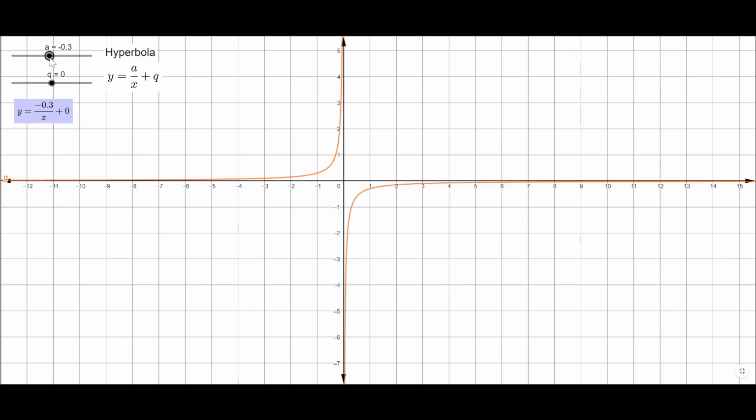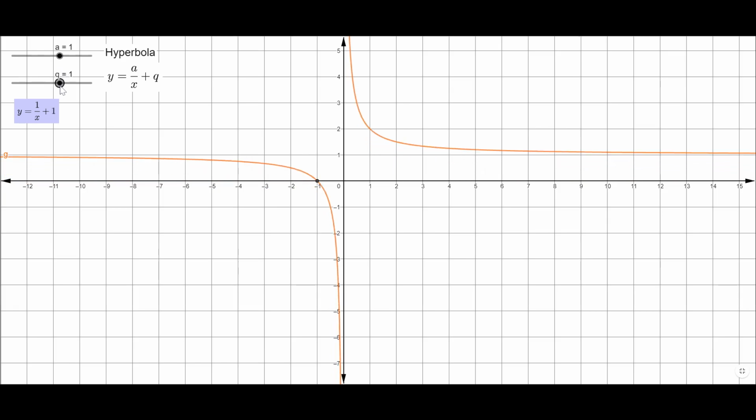All right, I'm quickly going to make my A 1 for now, and let's start by changing the Q. Our Q value is going to move our graph up and down. If my Q is positive 1, then the graph moved 1 unit up, and our asymptote would be over there. That line, y is equal to 1, is our horizontal asymptote, and our vertical asymptote is the line where x is equal to 0. Those are the two lines that our graph is not going to cut, and we'll talk about why when we get to our questions.